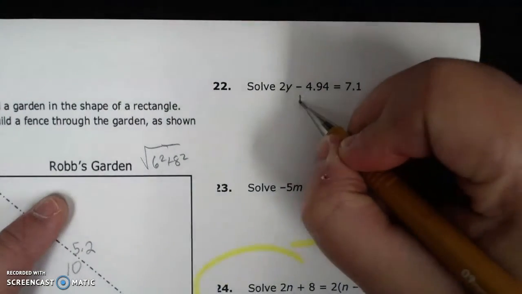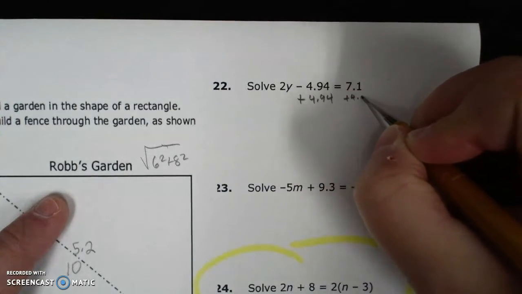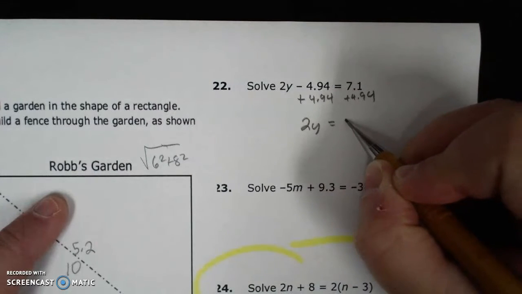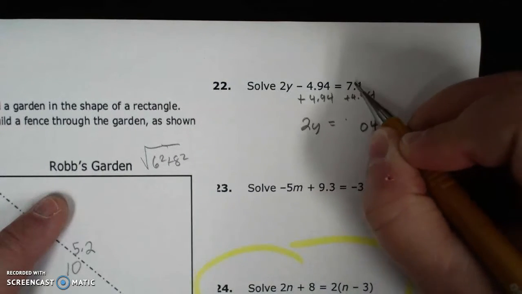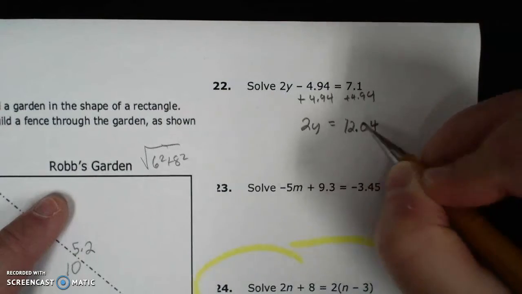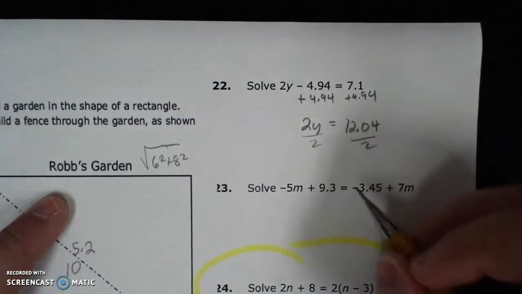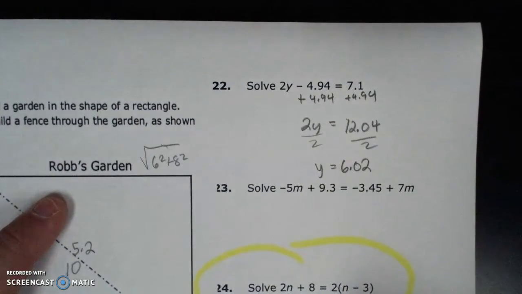Solving. Add 4.94, add 4.94. That becomes 2y equals 12.04. Divide both sides by 2. Y equals 6.02.